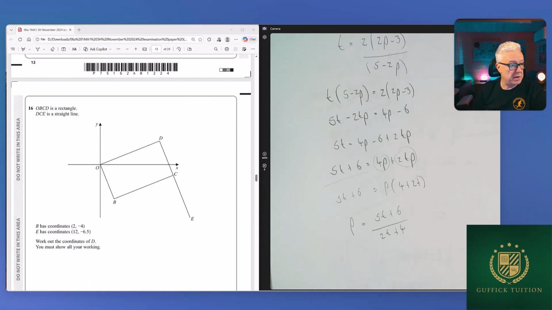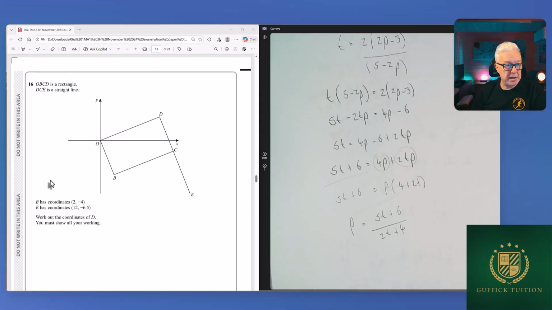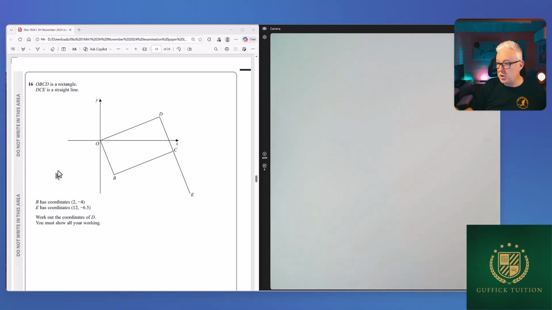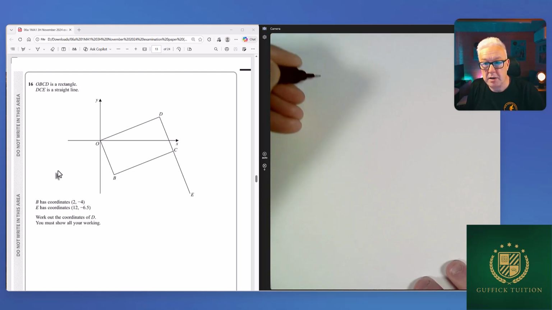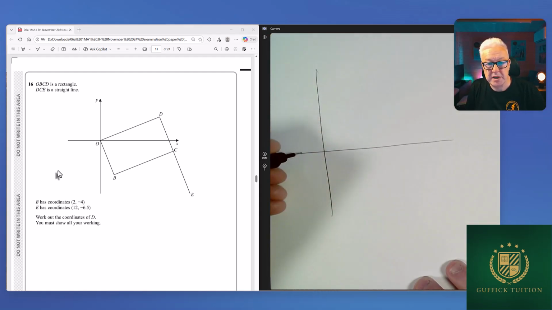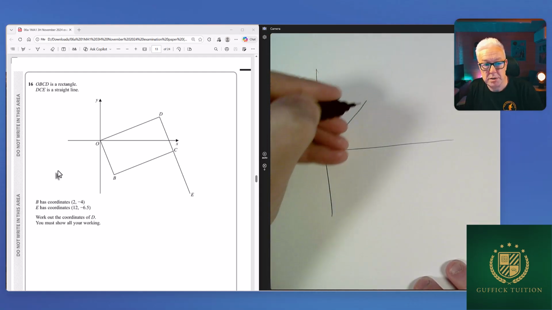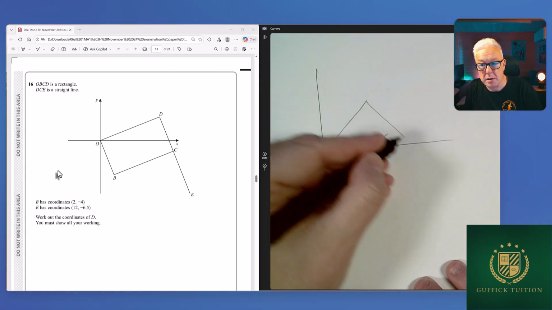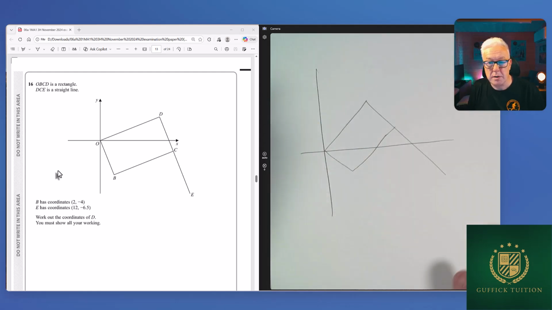Right, what's next? This one looks a little bit weird. It says, okay, OBCD is a rectangle, DCE is a straight line, B has the coordinates 2, right, let's get the sketch going on here. You can feel definitely some coordinate geometry coming on this one. So let's see what have we got here. So let's get our representative sketch, like so. It's going like that, it's going like that, it's going like this. Okay, so there's our sketch.